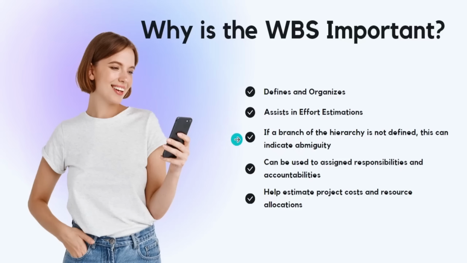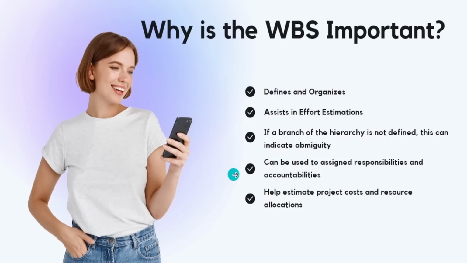And then another item here is that if there's a particular branch of the hierarchy that's not defined, it can indicate ambiguity. So building out the work breakdown structure is important because you can identify branches that have ambiguity, and you would have to research and work with the project team to make that more defined and to have the deliverables defined for that particular work stream or goal.